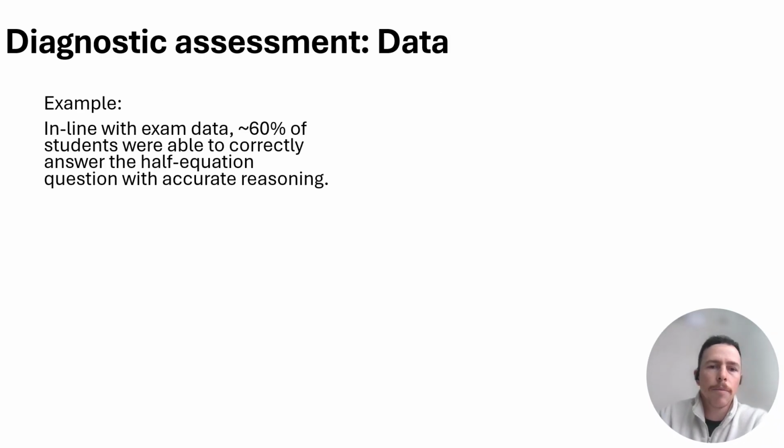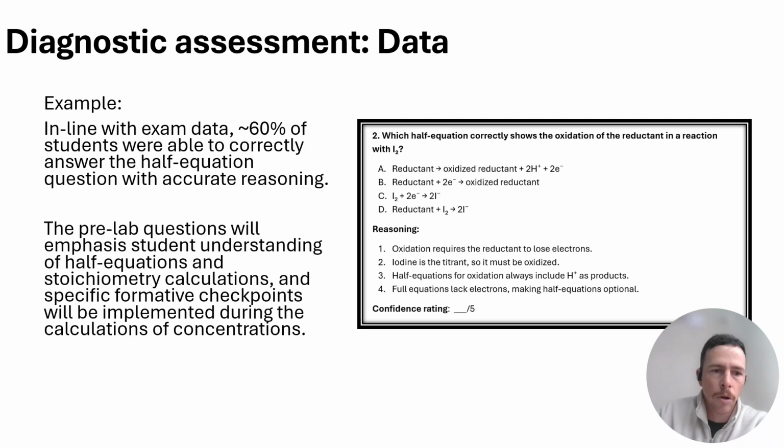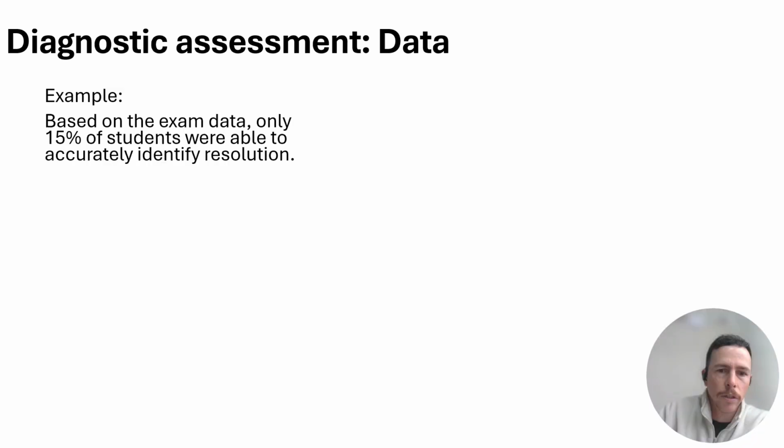One of the examples we have here, in line with the exam data, is that only about 60% of students were able to correctly answer the half equation question with accurate reasoning. So we have this question here, which looks at half equations. It requires the students to provide their reasoning for the answer that they selected, and then they fill out their confidence rating below. The pre-lab questions will emphasize student understanding of half equations and stoichiometry calculations, and specific formative checkpoints will be implemented during the calculation of concentrations, which we'll see when we look at the student resources.